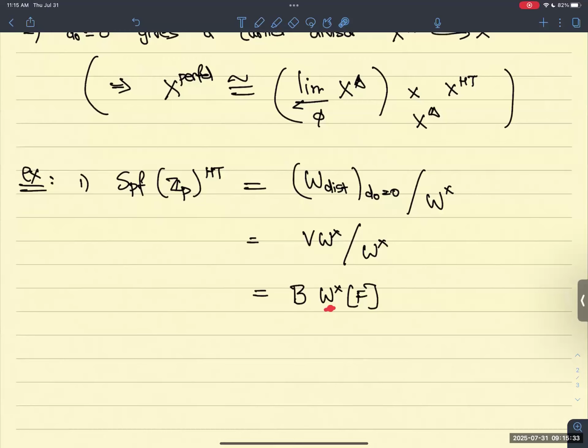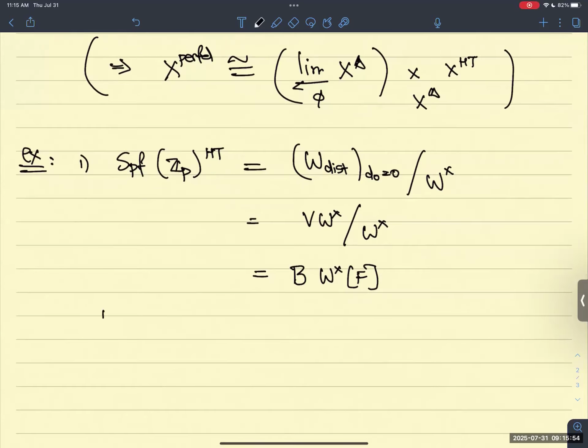So W cross is the group scheme which sends R to invertible Witt vectors. And W cross of F, therefore, is the kernel of Frobenius on that group scheme. So it's invertible Witt vectors whose Frobenius is 1. The stack over here turns out to be the classifying stack of this group scheme. And this group scheme is quite understandable.